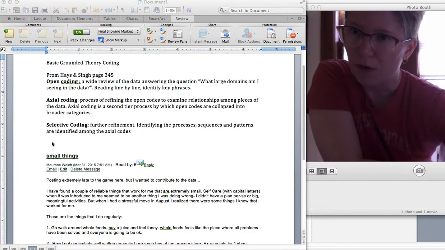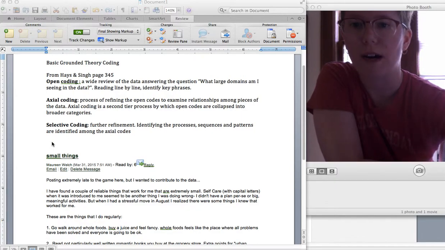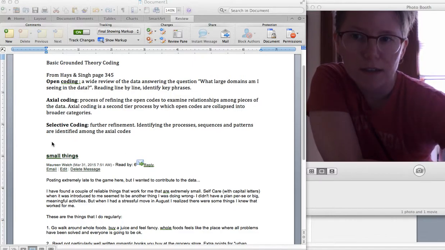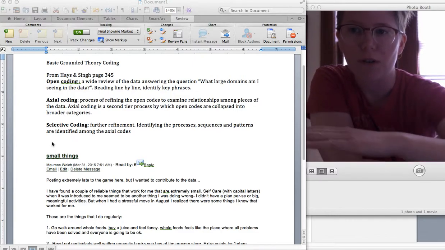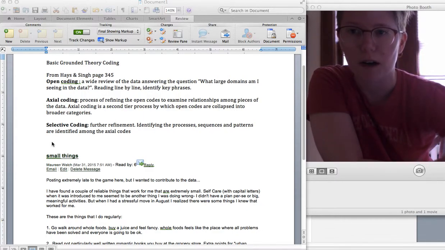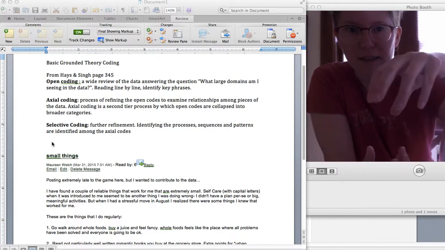After we've done all of the open coding, we go to axial coding, and that's the process of refining those initial codes to try to see if there are relationships. And what that means is, can I put things into categories? So open coding is like everything's on the same level. In phenomenology, this would be known as horizontalization. Axial coding is the beginning of nesting things together.